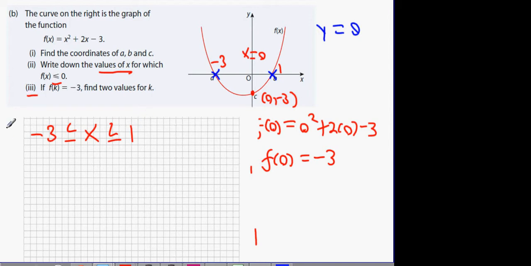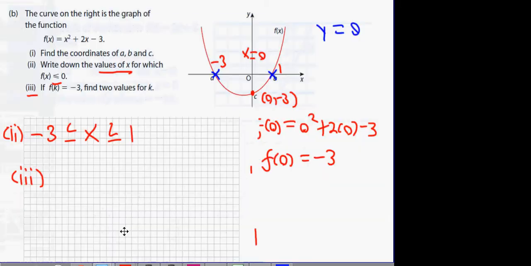Okay, what about part 3? F of k equals minus 3. Find the two values for k. Alright guys, it's this equation here, isn't it? Yeah, that's the equation. And what it tells me is this. When I replace x with k, the output is minus 3. When the input is k, the output is minus 3.